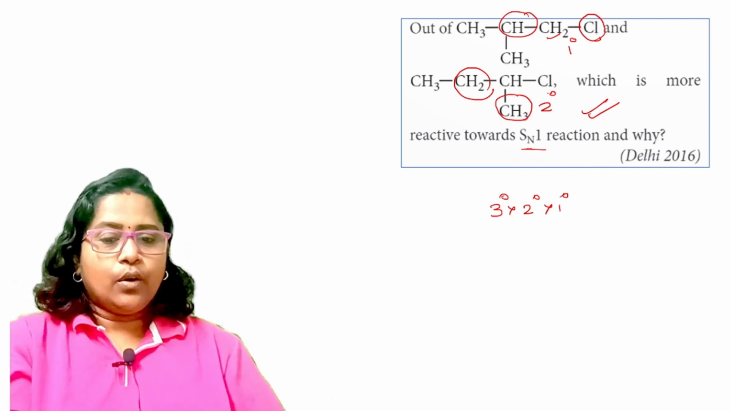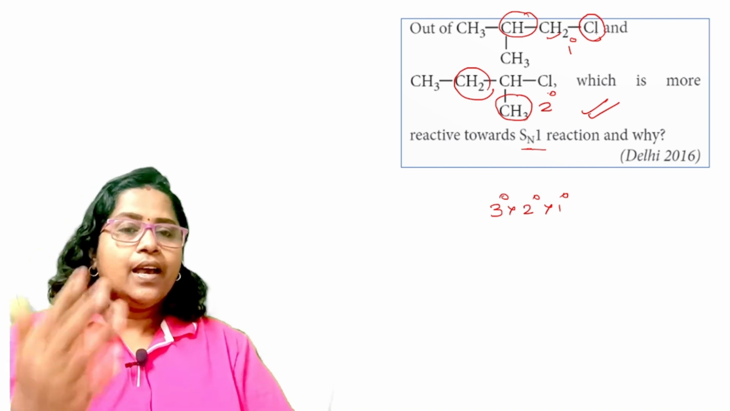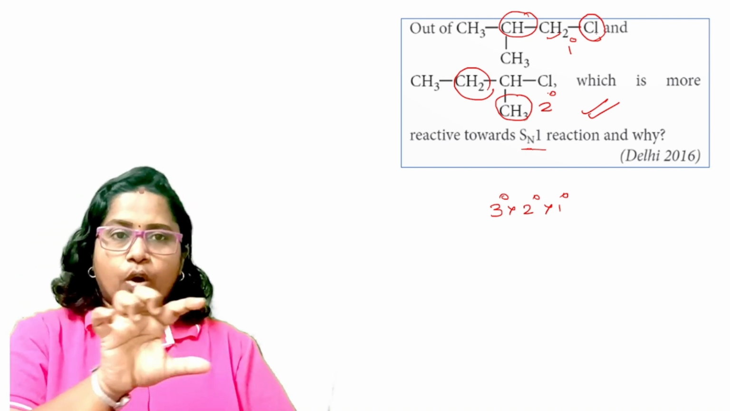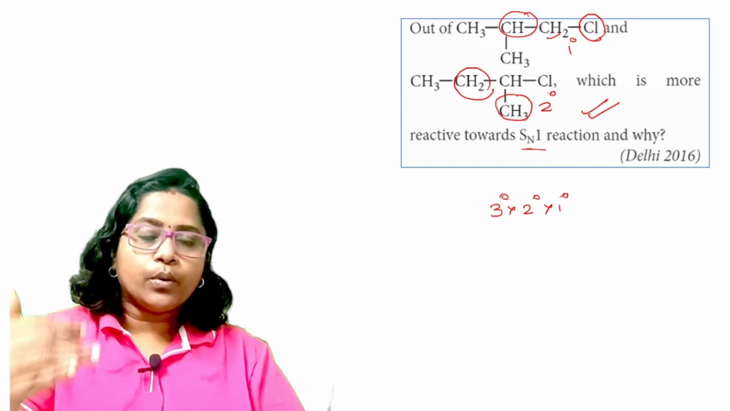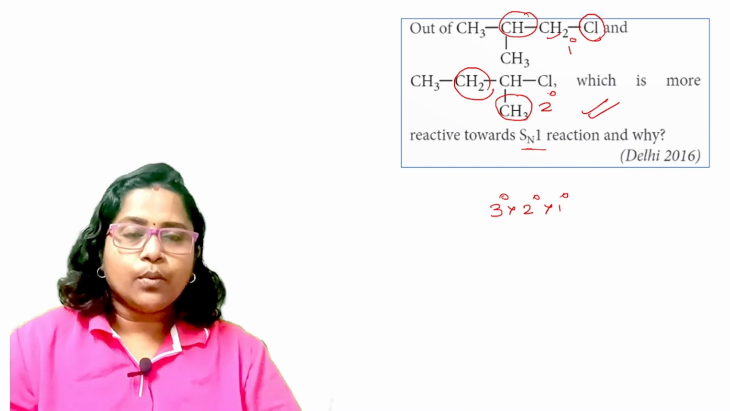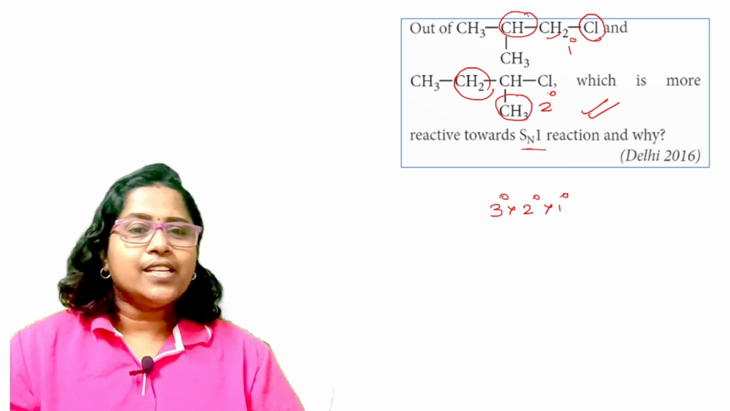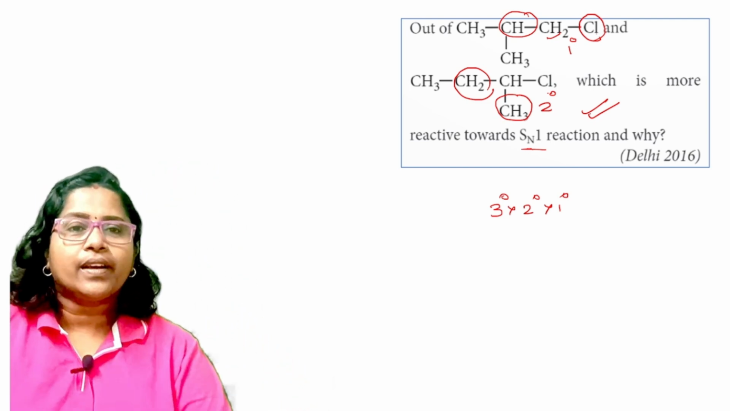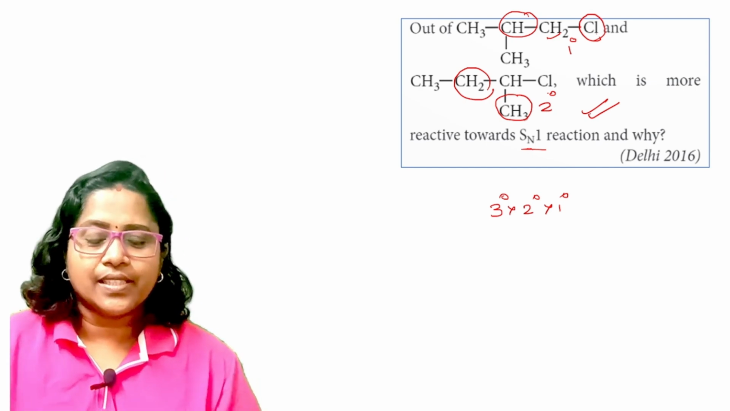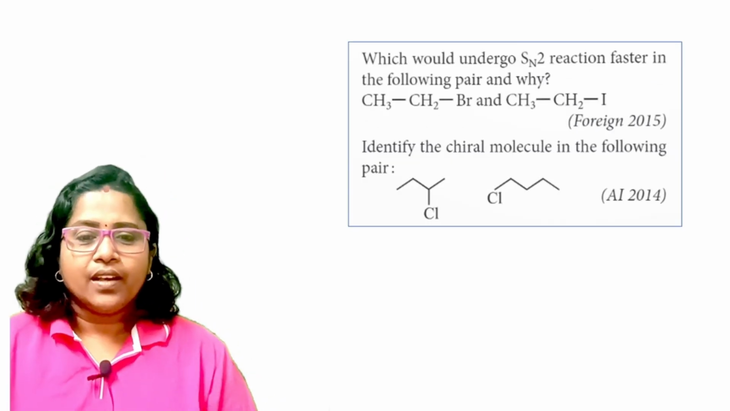So this is the order. How will you write the answer? First you have to write the order. The order of reactivity is tertiary, secondary, primary. Since compound 1 is primary and the second one is secondary, secondary is more preferring towards SN1 reaction when compared with the first one. This is how you have to write the answer.